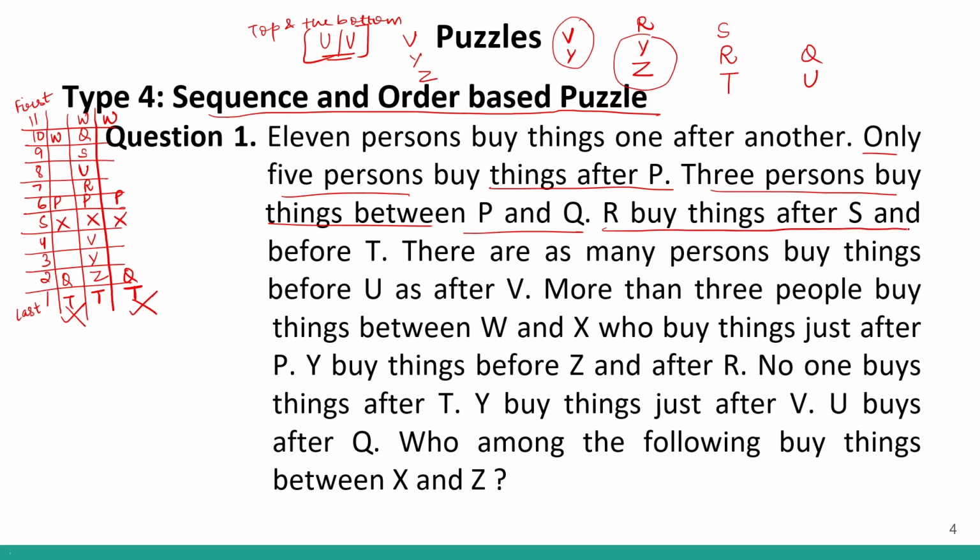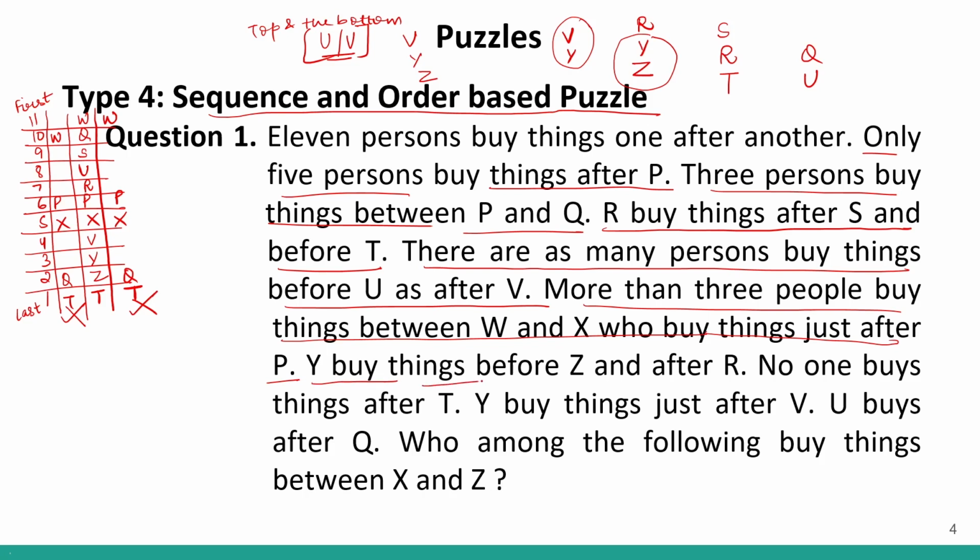R buys after S and before T. So this is also satisfied. There are as many persons buying things before U as after V. So they are in the same position from top and bottom. Therefore, this condition is also satisfied. More than 3 people buy things between W and X. So here 1, 2, 3, 4, 5 people are buying. So this condition is also satisfied. And X buys things just after P. This condition is also satisfied.